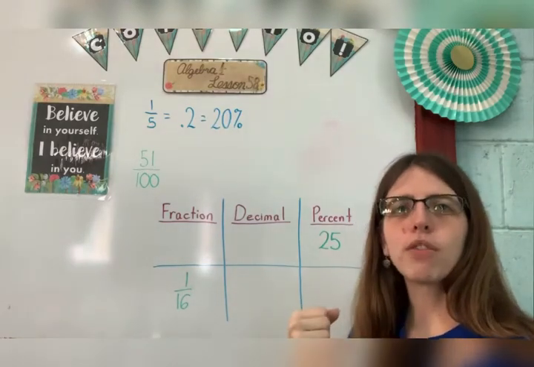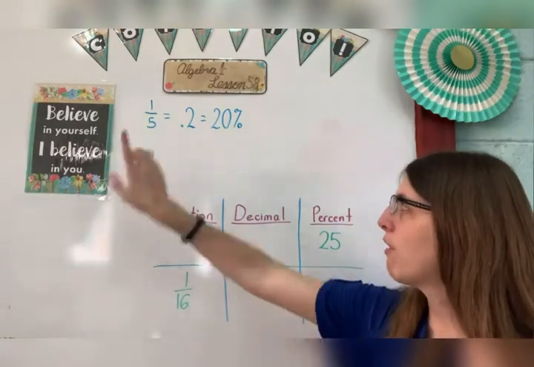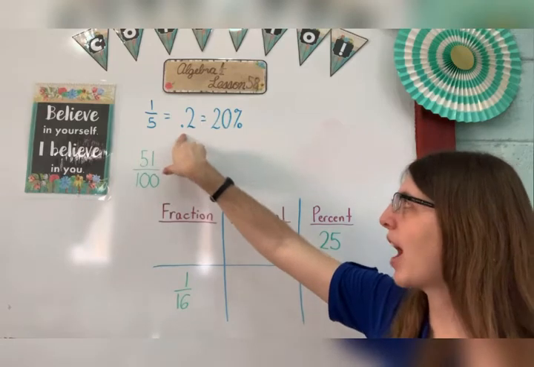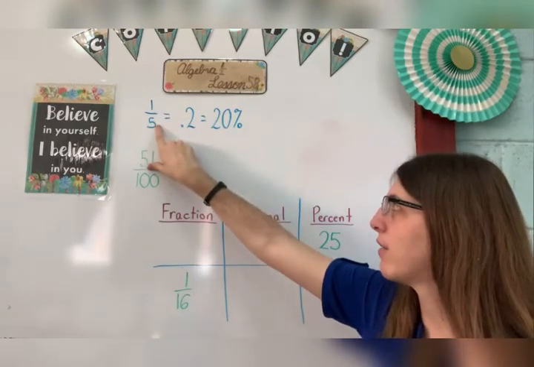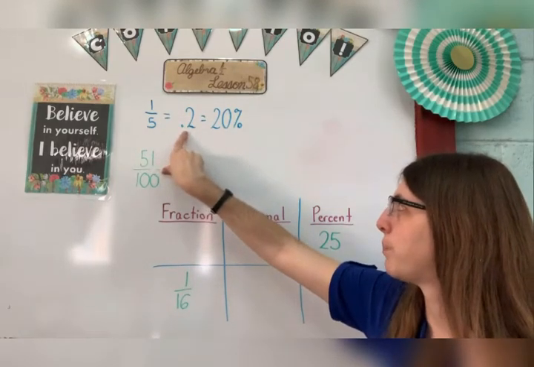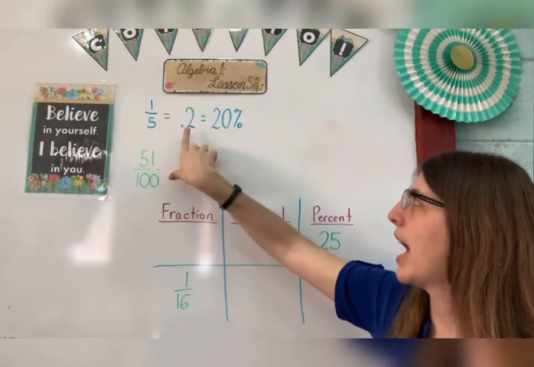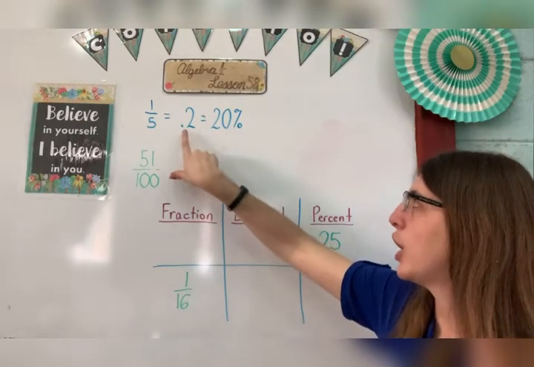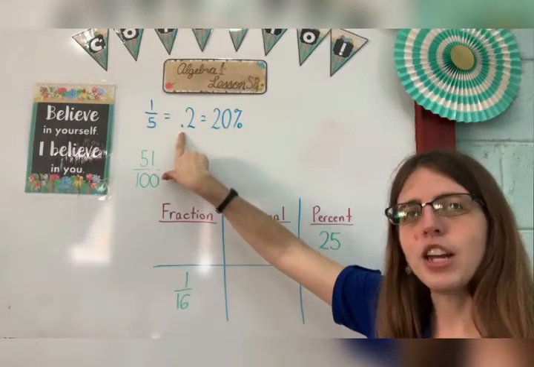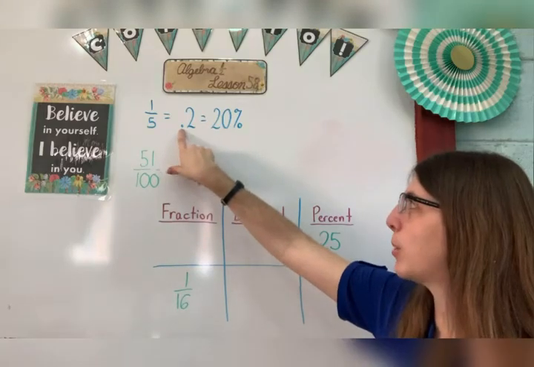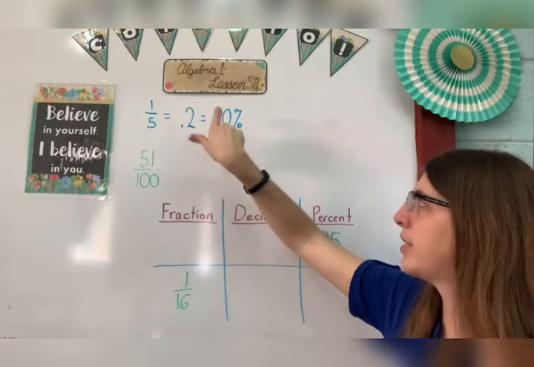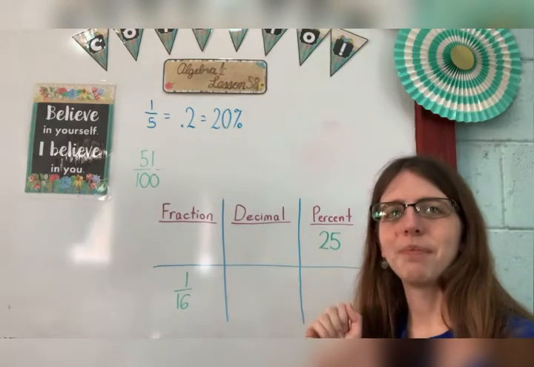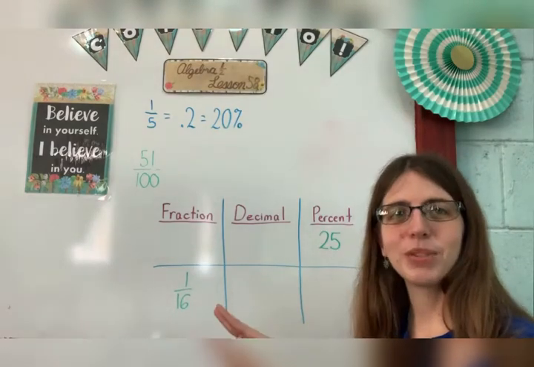Well, how do we go from one to the other? To go from a fraction to a decimal, you divide. 1 divided by 5. So we get 0.2. Then to go from a decimal to a percent, you just have to divide by 100, meaning you move your decimal place 1, 2 to the left and add your percent sign. That's it. So it's really simple.